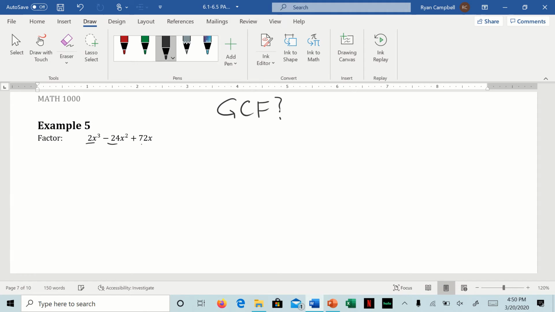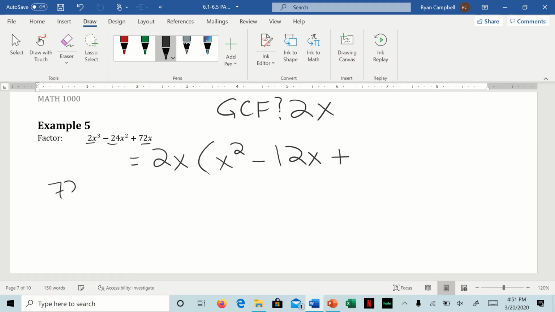We can see for the numbers, all of them are divisible by 2 because they're all even. For the letters, we got an x. So we can take out a 2x. And we're left with x squared minus 12x plus, what's 72 divided by 2? So that goes into 3 times, multiply, subtract, bring down. 2 goes into 12 6 times, multiply, subtract. So we got 36. Good.